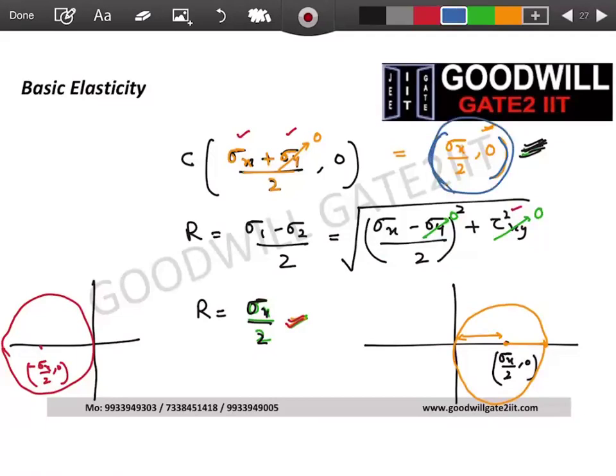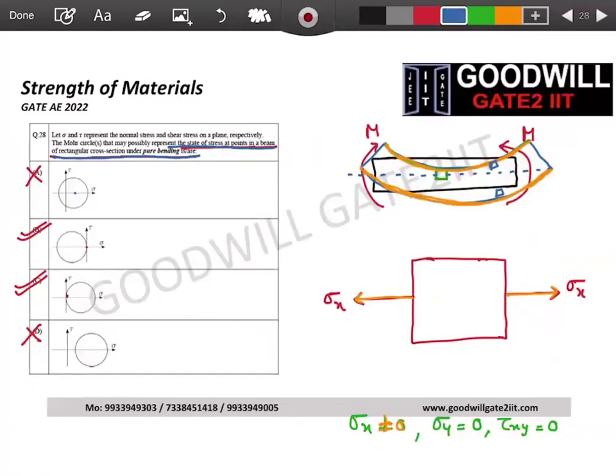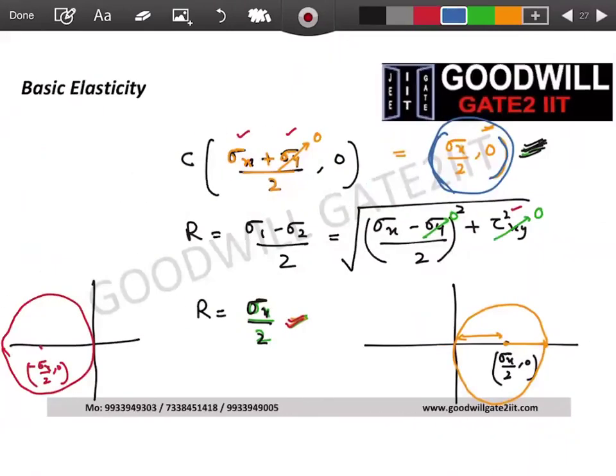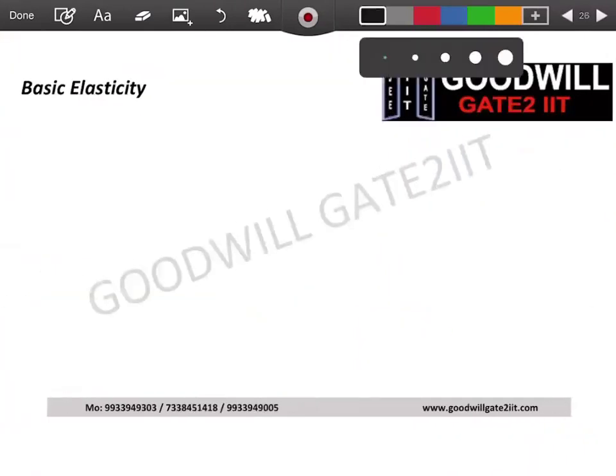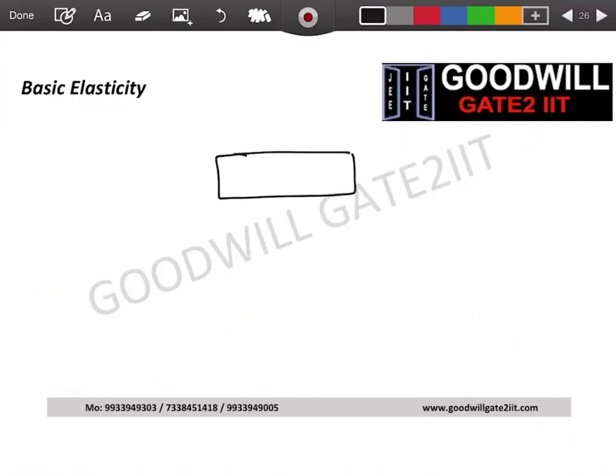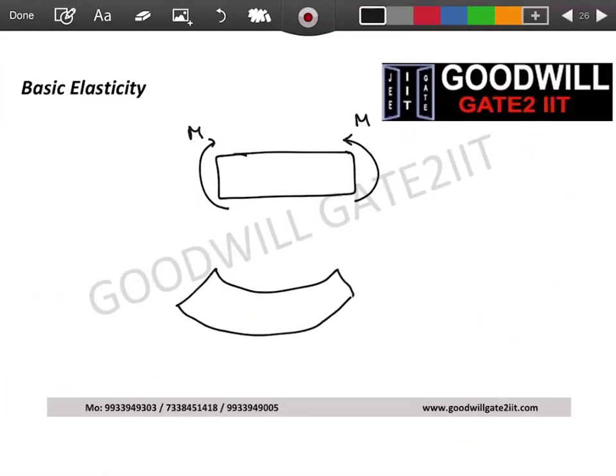Yes, sir. All right. Now what I am saying is, when you have bending, let me draw it here. When you have a beam like this and you apply a moment like this, what do you expect, how should the beam bend? This beam should bend like this, right? Yes or no? Yes, sir. All right.